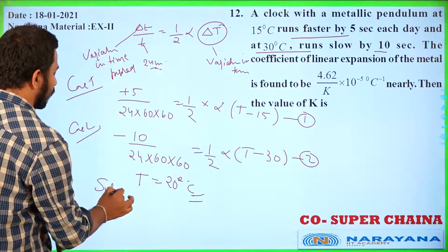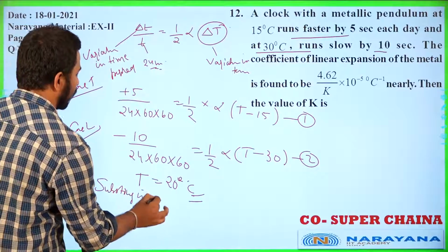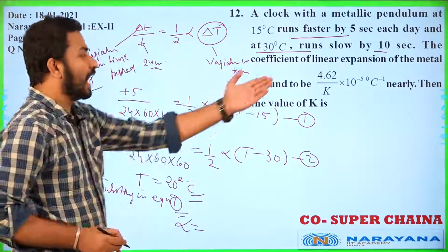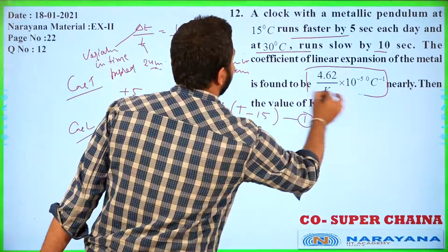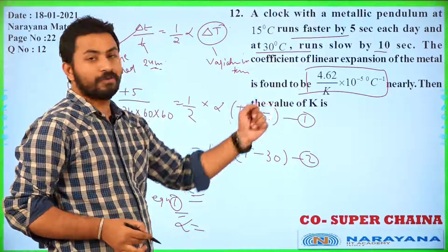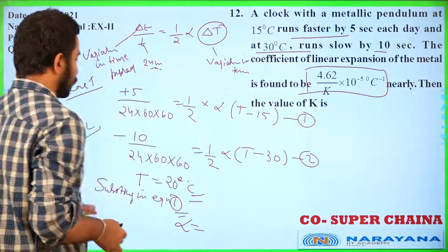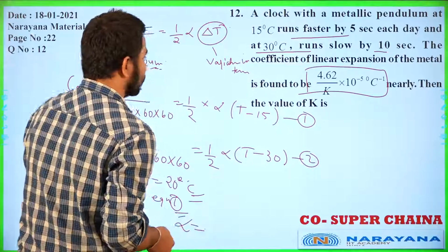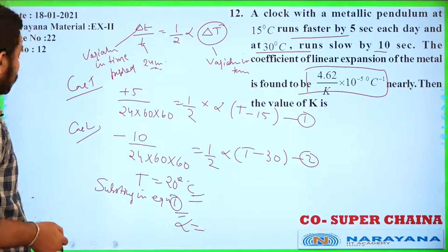Substitute in equation 1. You will get the alpha value here, student, and you equate this alpha with the given value, you will get the value of k here. Okay, so the k value you have to get from here. Just substitute alpha here in this one, you will get the value of k for this question, right?